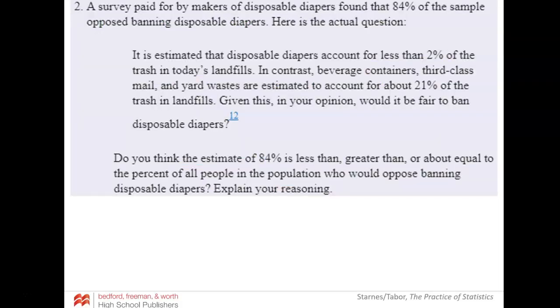All right. This question, oh, yep, we got an answer coming up. A survey paid for by makers of disposable diapers found that 84% of the sample opposed banning disposable diapers. So they said, no, let me have my diapers, I guess.